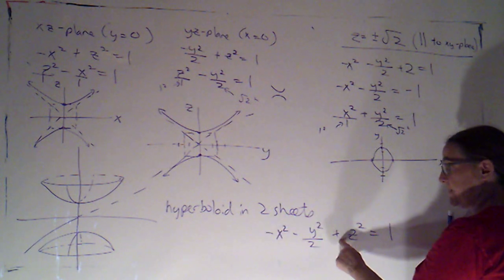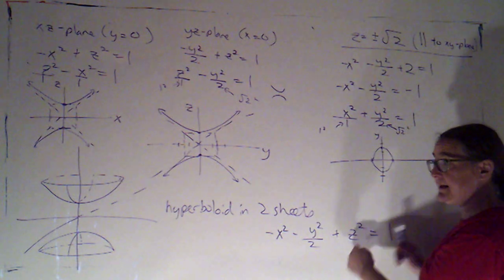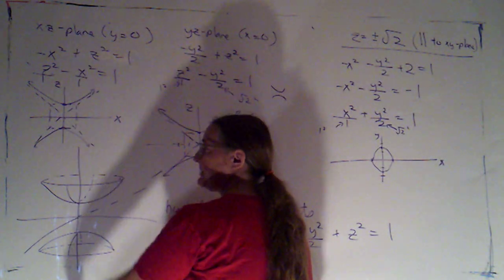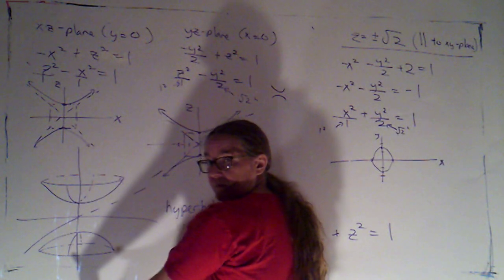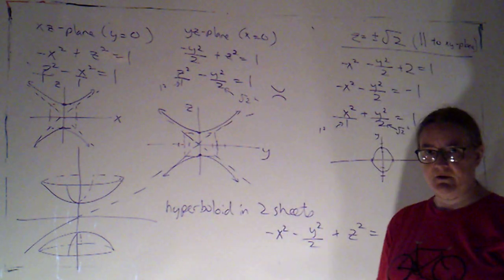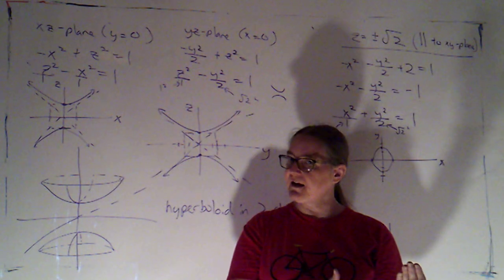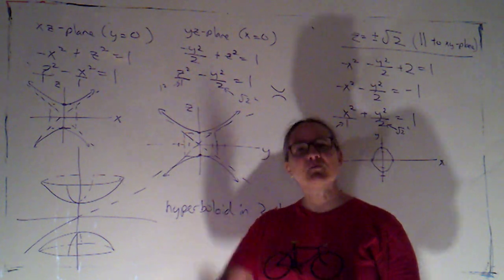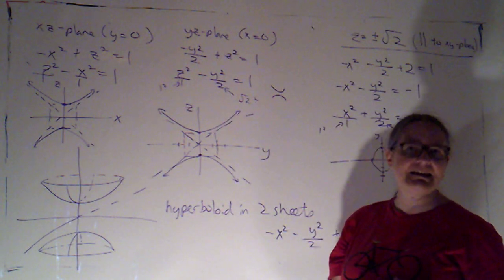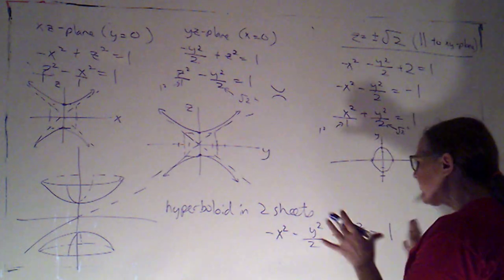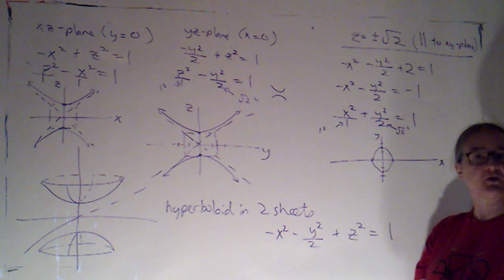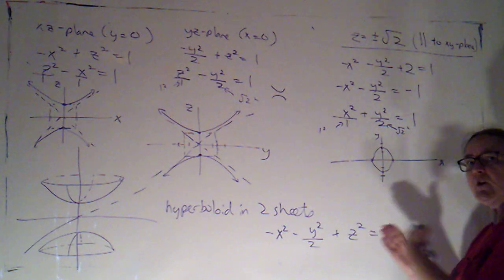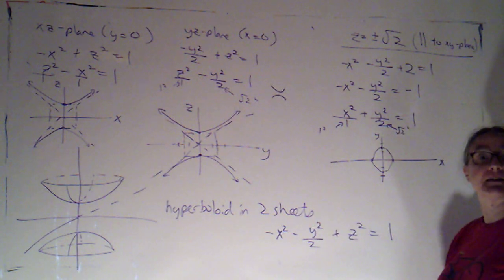2 negatives, 1 positive, the one with the different sign was z. This was centered on the z-axis. If you look at our last example, where you had 2 positive signs and 1 negative sign, the oddball in that case was also the z, and it was also centered around the z-axis. So whichever sign is different from the other 2, that's going to tell you which axis passes through the center.